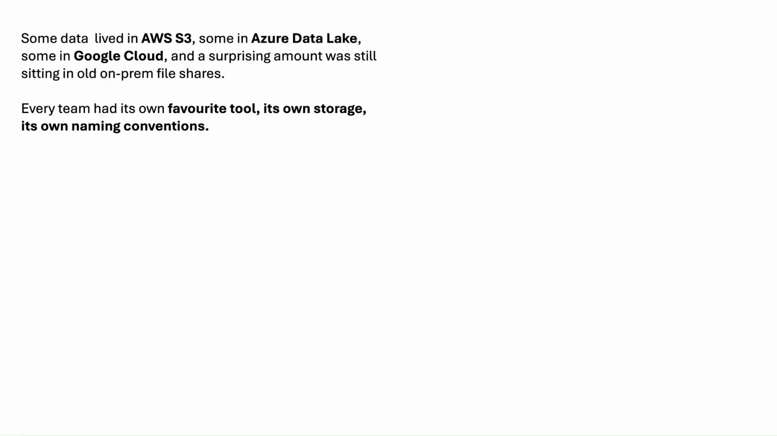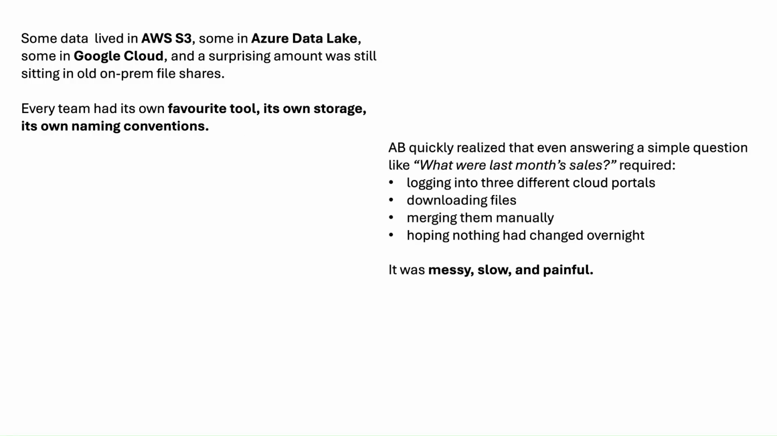Moreover, every team had its own favorite tool, its own storage, its own naming conventions that further complicated things. AB quickly realized that even answering a simple question like what were last month's sales required lots of manual effort. You have to log on to three different cloud portals, download the files, merge them manually, and hope nothing had changed overnight. It was messy, slow, painful, and in fact unreliable.